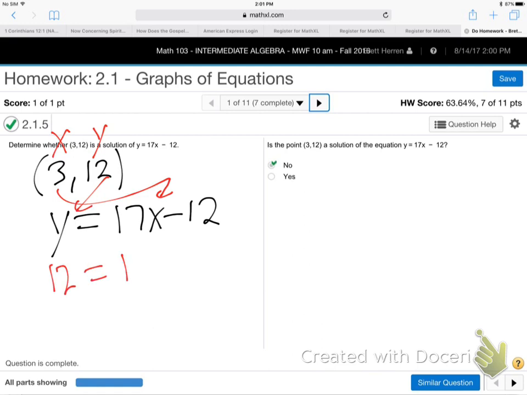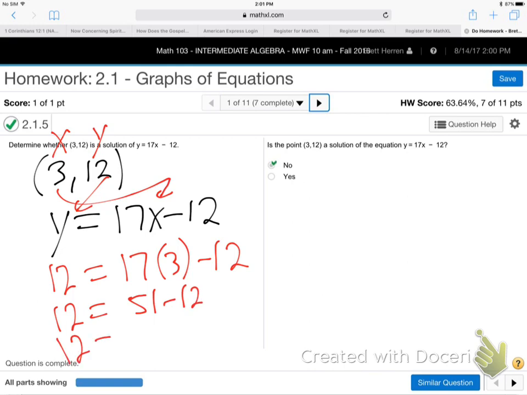So 12 equals 17 times 3 minus 12. Does it? I don't know. Let's see. 3 times 17, what's that? 51 minus 12. You use a calculator for homework, tests, everything. 39. 12 is not equal to 39. Is that what it is, 39 over there? Yeah, so that's not true. So that's why the answer is no. So that's just a plug-in. They're starting real simple. They're just saying, just plug the 3 in for X, the 12 in for Y, and find out if they're equal or not. And the answer is no.